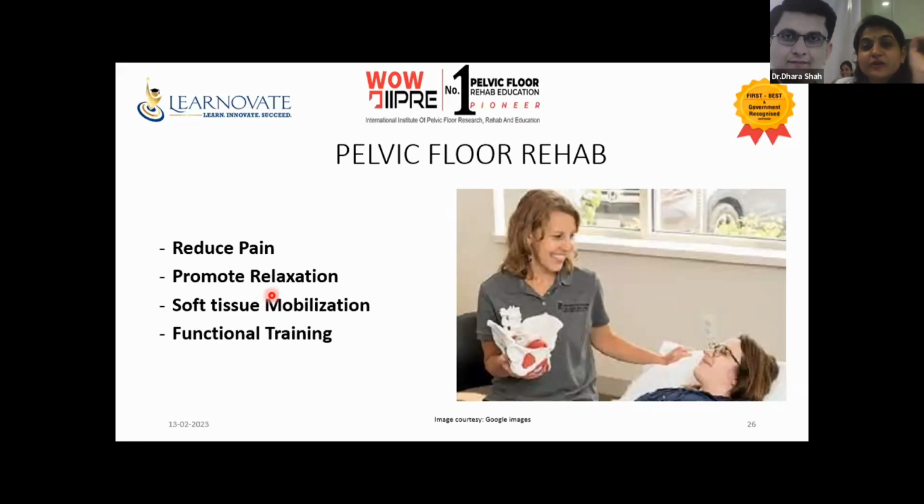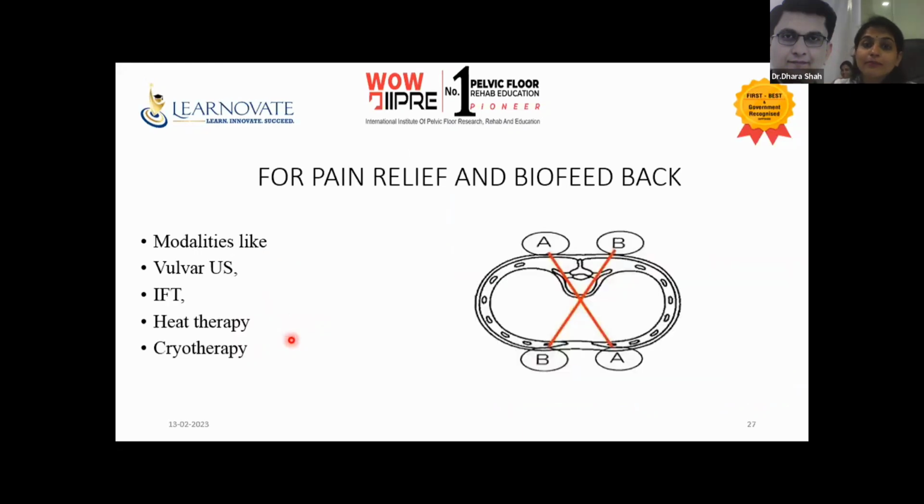So first is reduce pain. The patient is in pain. Your primary duty is to reduce pain. And second is to promote relaxation. So you reduce the pain and promote the relaxation. That is the key to the pelvic floor rehab of vaginismus. We can divide it like reduce pain, promote relaxation, soft tissue mobilization, and then comes the functional training. So first is to reduce the pain.